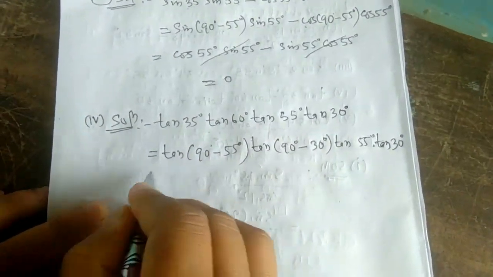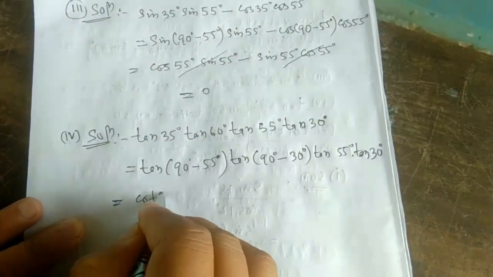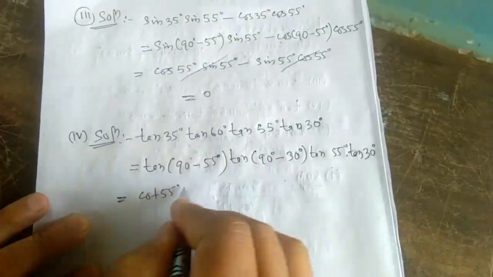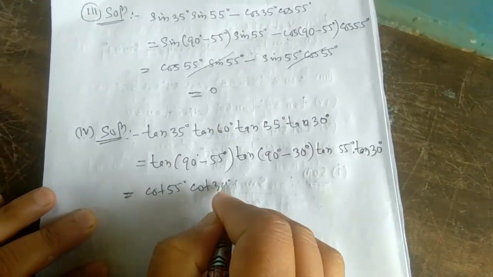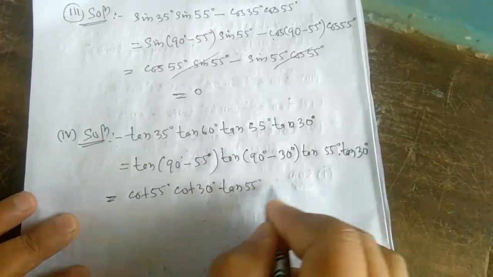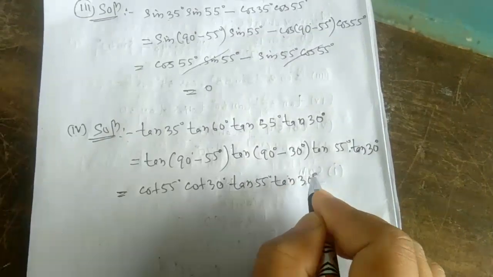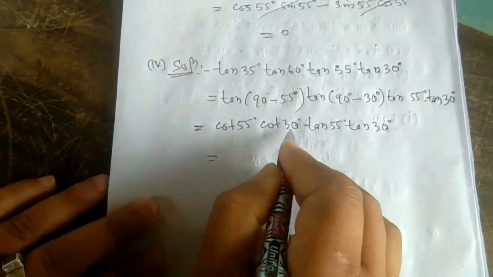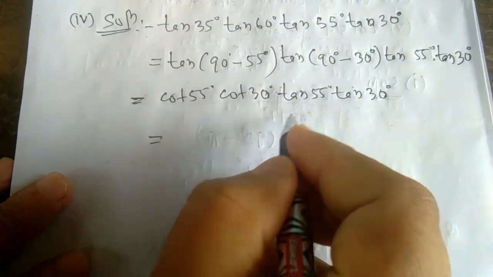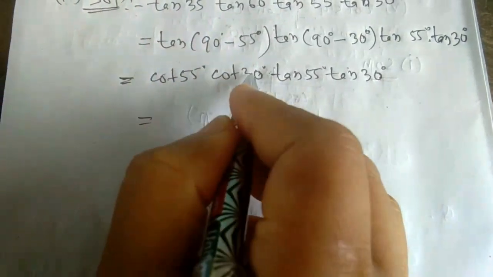All right, now tan 90 minus theta is your cot theta. Cot theta means 55 degree. Tan 90 minus theta, theta means 30, so tan 90 minus theta is your cot theta. Here theta means 30 degree. Then tan 55 degree, and then tan 30 degree. Now arrangement, bring 30 30 one side, and 55 55 one side.